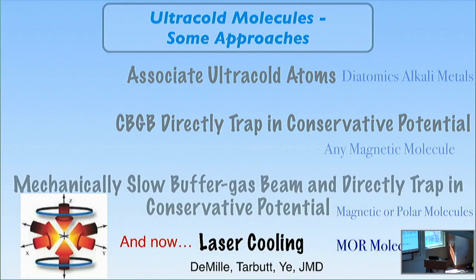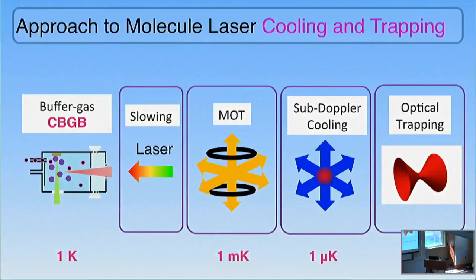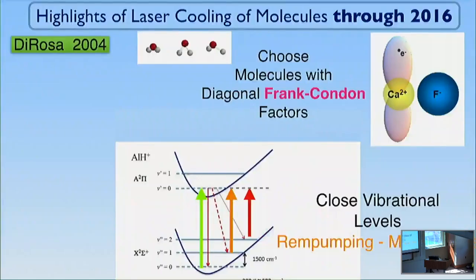And then there's laser cooling. The idea behind laser cooling, I'll talk a little bit about the history, but this is the basic idea: you have this CBGB, you want this nice slow, intense beam of these molecules, all of which are radicals. You do laser slowing into a MOT. The idea is to do sub-optical cooling and then put it into an optical trap.